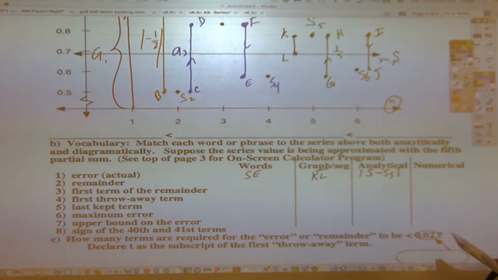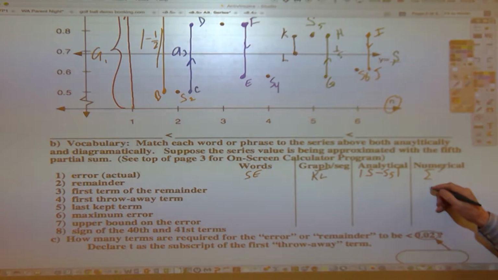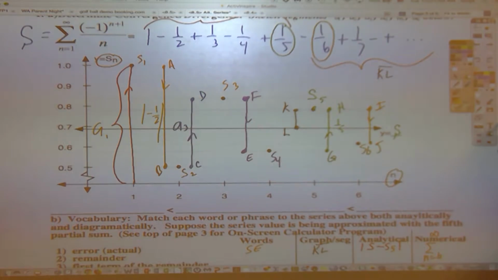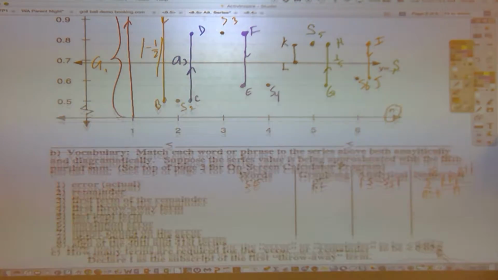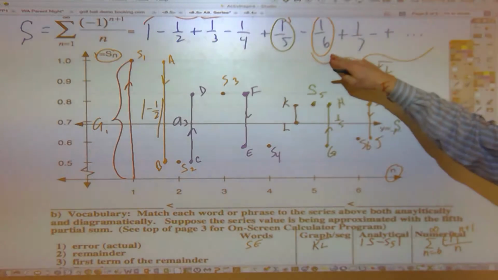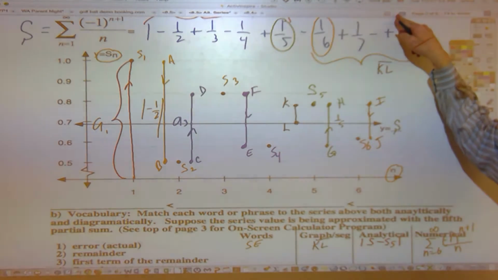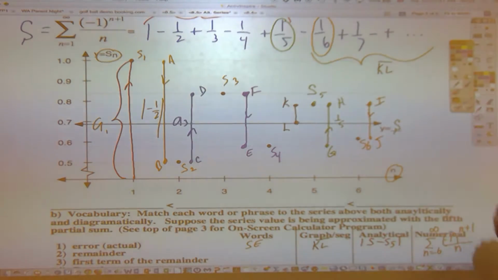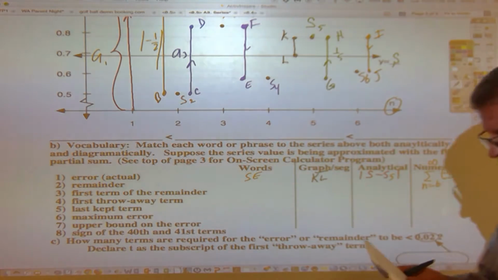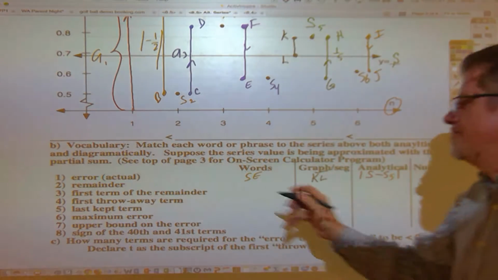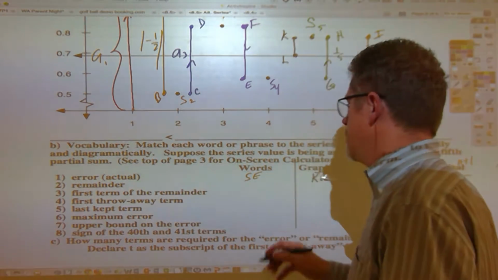Numerically, what is it? Numerically, it's the summation from n equals 6 to infinity of -1 to the n plus 1 over n. If you wanted the number, I could have also written that, maybe it would have taken up less space, in the numeric column, as -1/6 plus 1/7 minus 1/8 plus 1/9 minus ... forever. But that's what we mean by the error. Okay, the remainder is just another term that's used for the error.